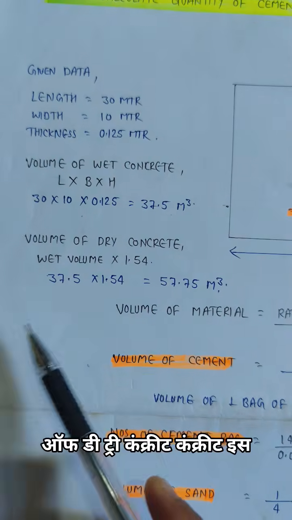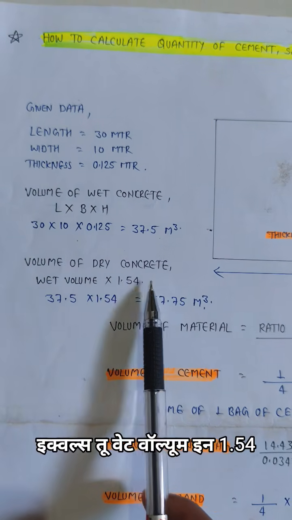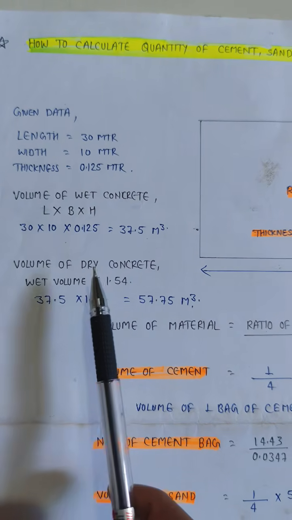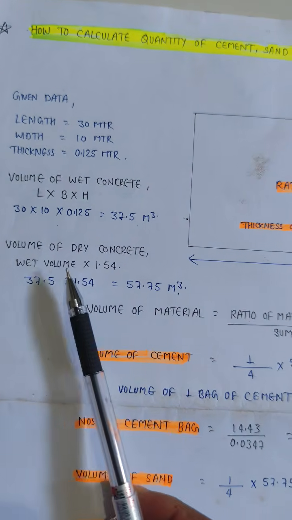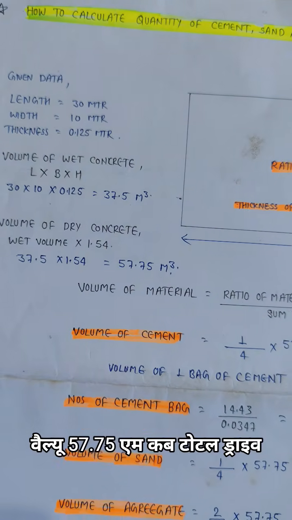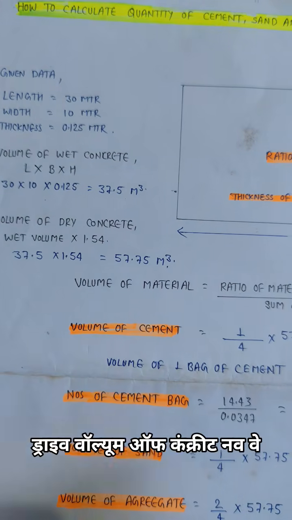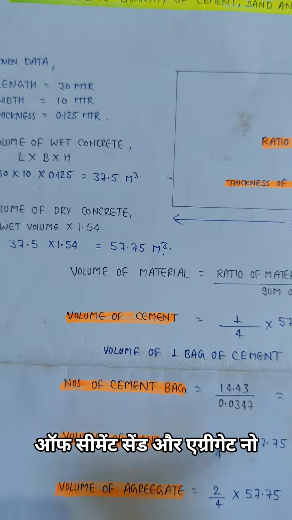Volume of dry concrete is equal to wet volume into 1.54. 1.54 is the factor of safety for dry concrete calculation. We got the value 57.75 m3, the total dry volume of concrete. Now we have to calculate the separate volume of cement, sand and aggregate.